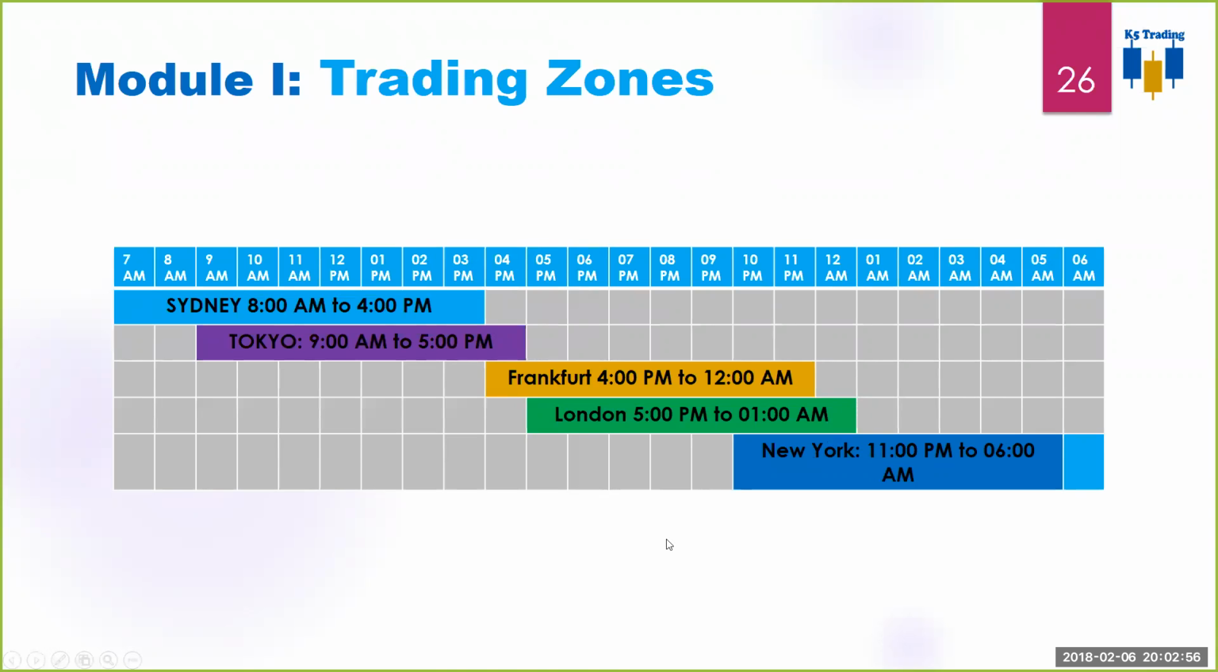The market only opens Monday to Friday, 24 hours a day. It doesn't operate during Saturday and Sunday. So Saturday morning, 6 a.m. Australian time, after that the Forex market closes.